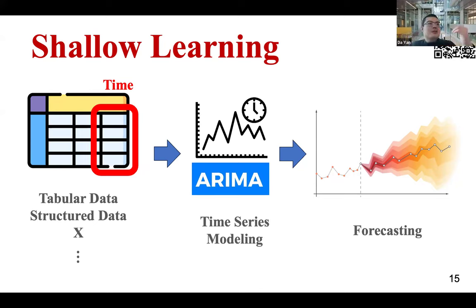And then you can do some time series modeling with machine learning models like ARIMA, and then you can forecast. So what you see on the left of the vertical dashed line is the historical data you fit. Once you fit, then in the future you can predict, and oftentimes there's some confidence interval, right?